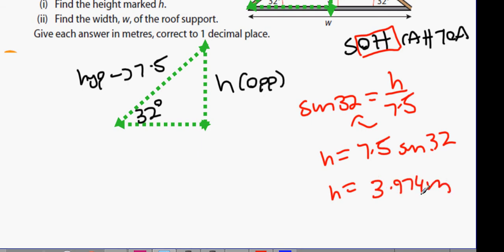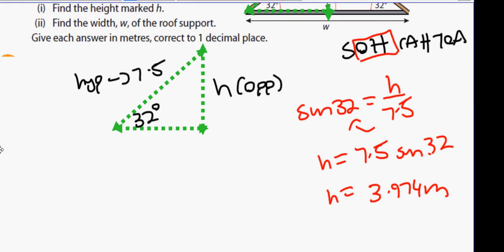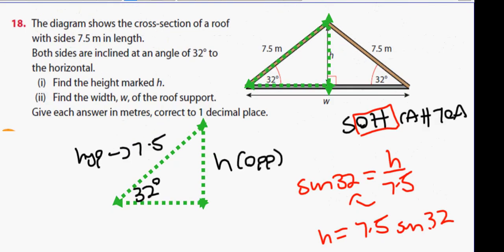Now that that's done, okay? Find the width of the roof. Now lads, what can you tell me about these two triangles? What can you tell me about the triangle on the left and the triangle on the right? They're the same, aren't they? The pink triangle equals the green triangle. Okay? What does that mean about W? If W is from here all the way over to here, what does that mean? It's basically cut in half, isn't it? So if we find out what this length is here, we find out what half of W is.